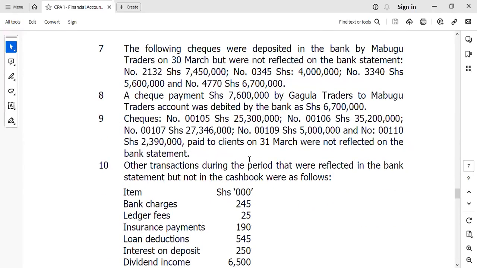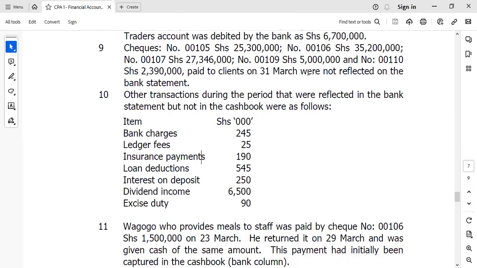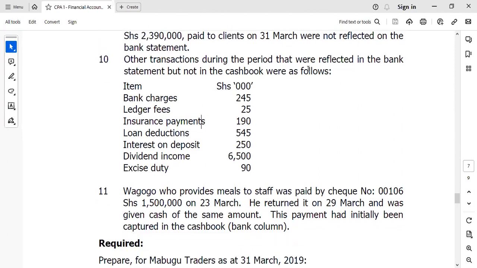7. Note 7, we say that those are checks deposited in the bank, but we're not referring to the bank statement. These are uncredited checks. Check payment of this by Gagura Traders to Mabugu was debited by the bank in error. Note 9, those are unpresented checks.